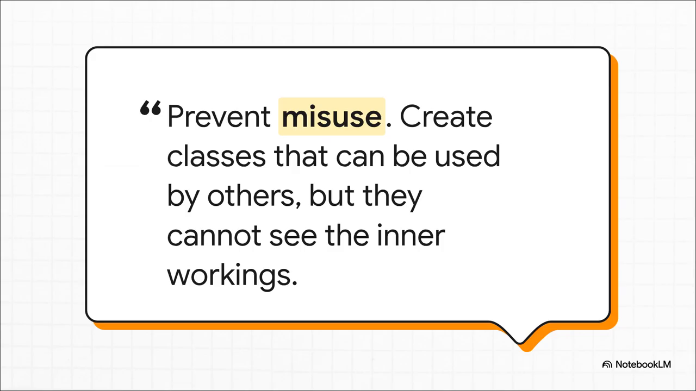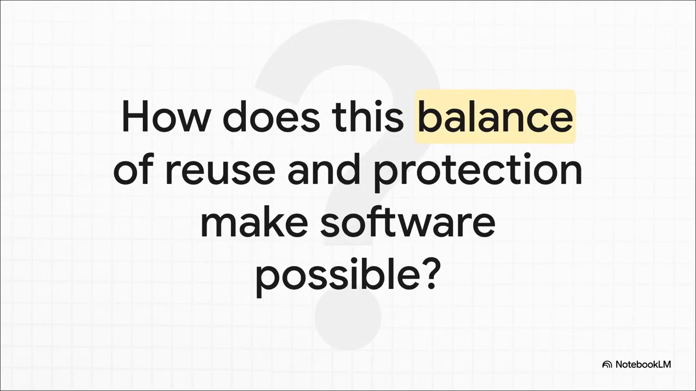And this, right here, this gets to the core of why we do this. It's all about preventing misuse. You're essentially creating a black box. Other programmers can use your class, but they can't see or mess with its internal logic. They have to go through the proper channels you've set up, which makes sure the data always stays valid and consistent. So, when you put it all together, we have these two incredibly powerful ideas. Inheritance lets us reuse code and build things really efficiently, while encapsulation protects that code from falling apart.